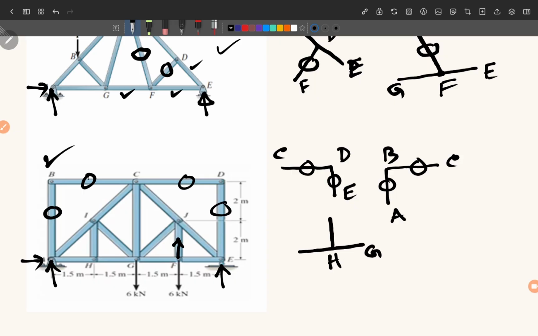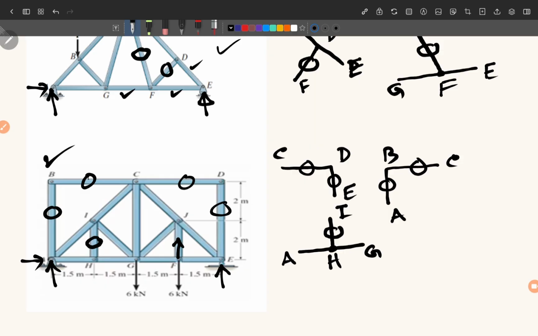H, this is G, this is A, and this is I. So we apply the same rule based on rule number 2. You can see here GH and AH are in a straight line. Therefore, the third force will be 0. So we got this HI equal to 0.